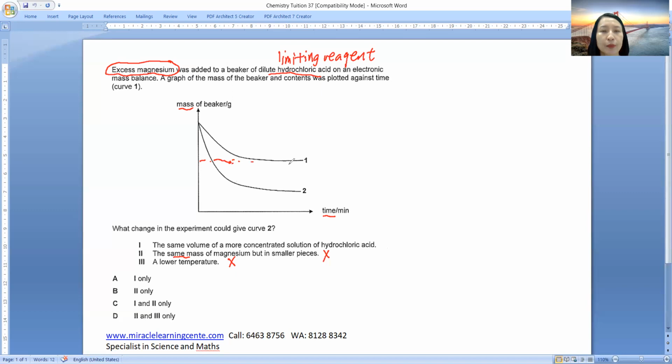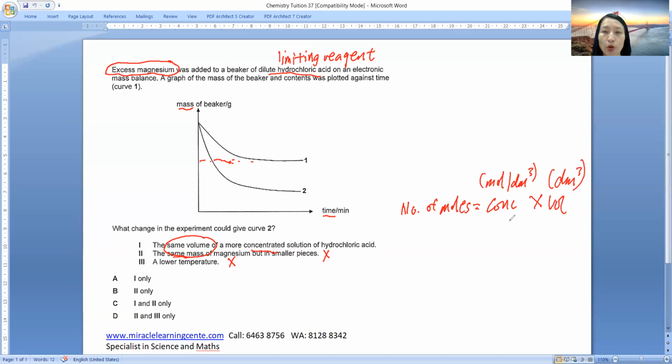Okay, we know that the amount of products will depend on the number of moles that is produced. Okay, in this case, the volume is the same, and the concentration is more concentrated. And we know the number of moles in a solution is actually concentration times volume. Concentration, we use mole per dm cube, and volume, we use dm cube.